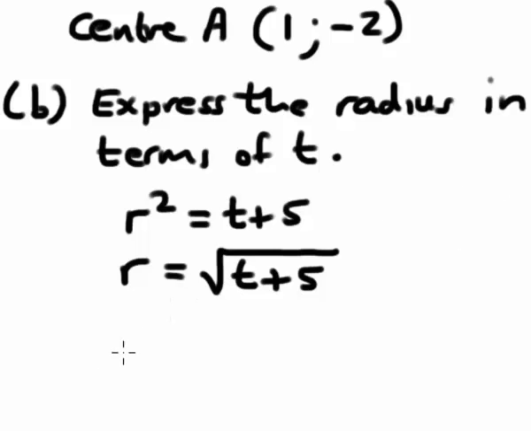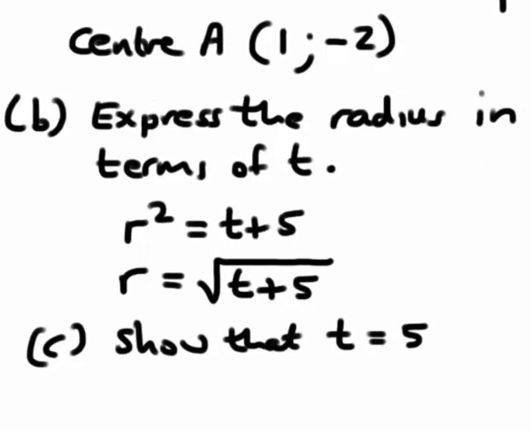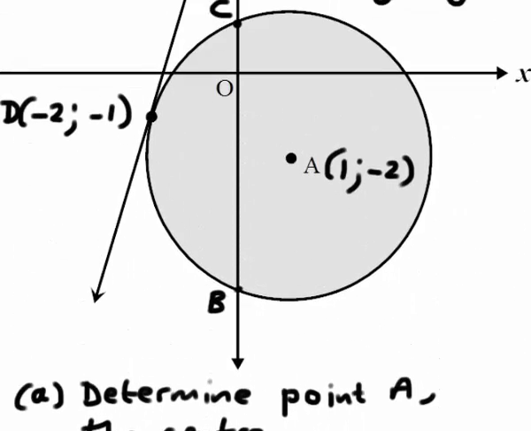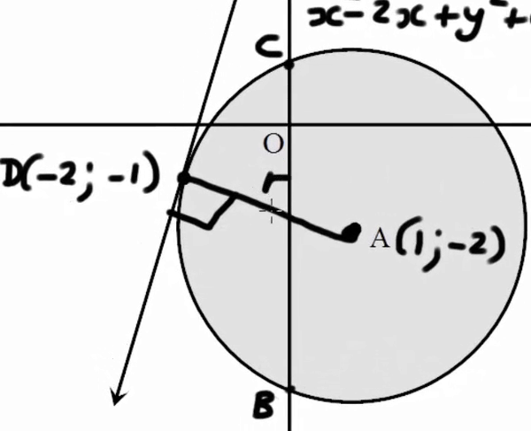Now the next question, part C, have a look at this. I want you to show that the value of t is equal to 5. Now how would we do that? Well, think of the radius. If I draw it in here, there's my radius, and there's my center. The radius and the tangent are perpendicular. The length of AD is the radius. Let's use the distance formula to work out the length of AD. We've got something for r, and maybe it'll work.